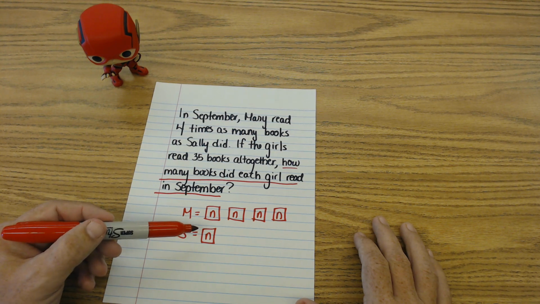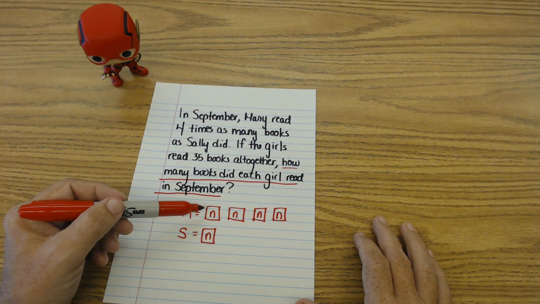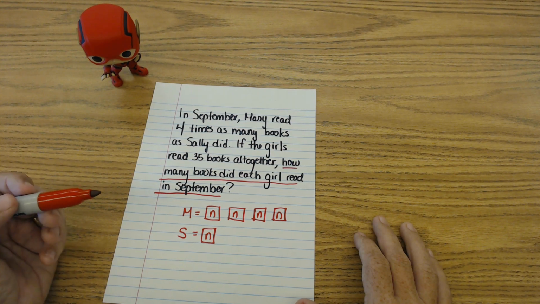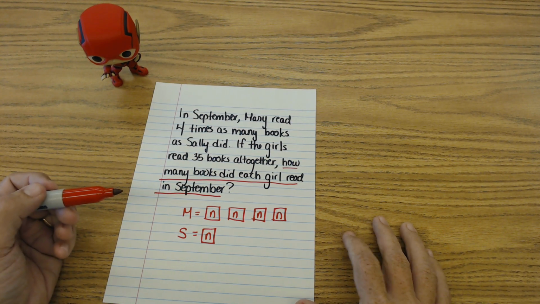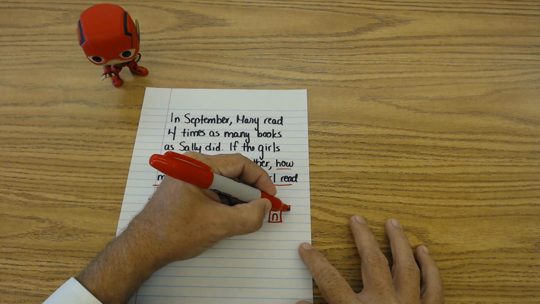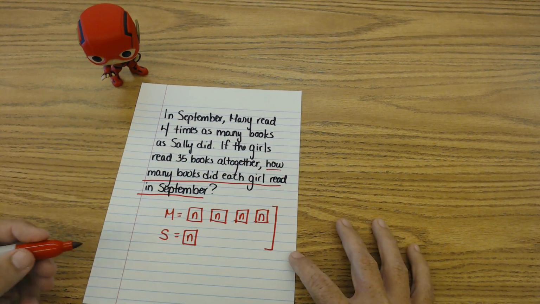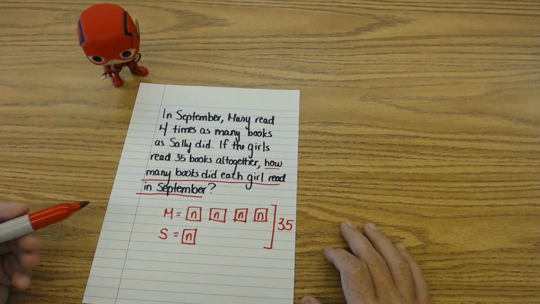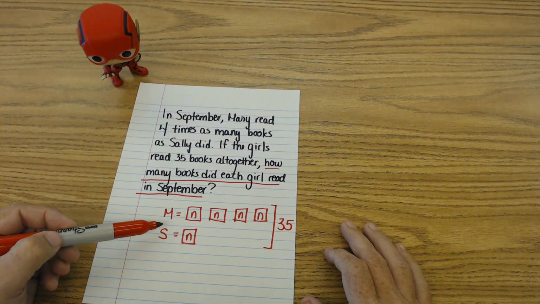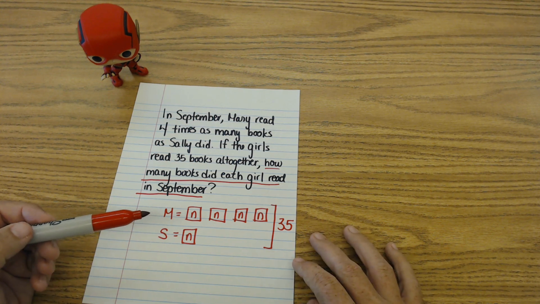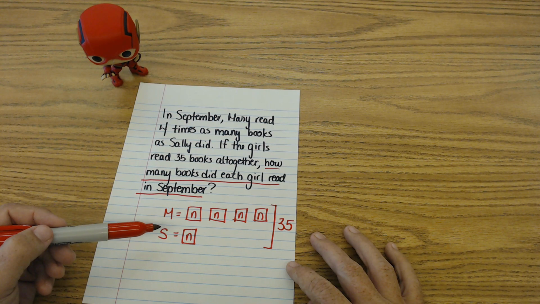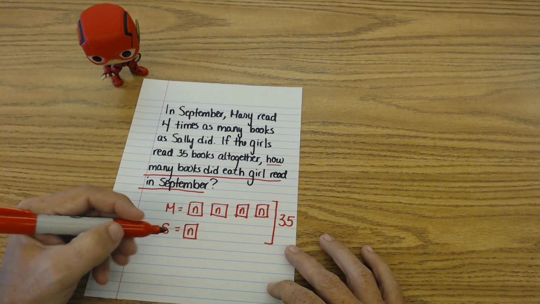Now, yesterday, we would have known something else. We would have known either the number of books that Sally read or the total number of books that Mary read. We know neither of those facts today. But we do have another piece of information. We know that together, the 2 girls read 35 books. So we don't know individually how many they read, but together they read 35. And we can use this to help solve the question we've been asked.